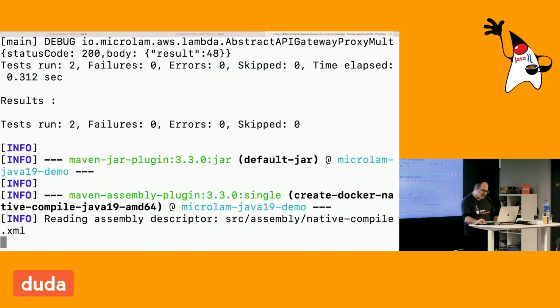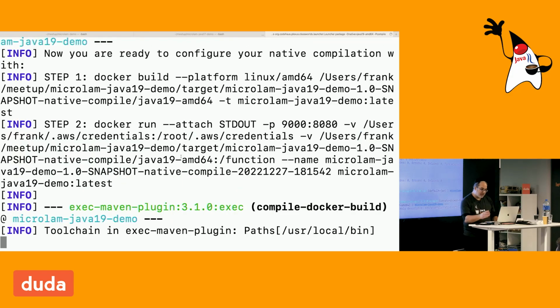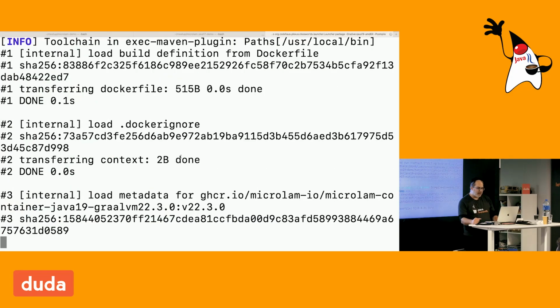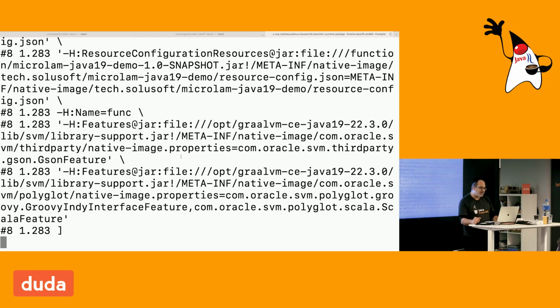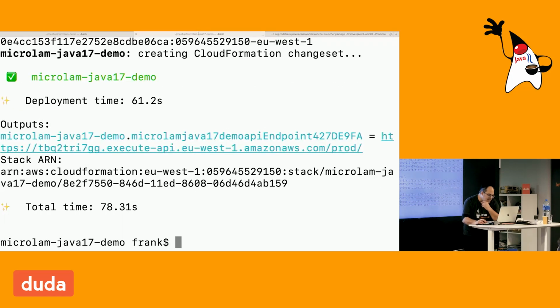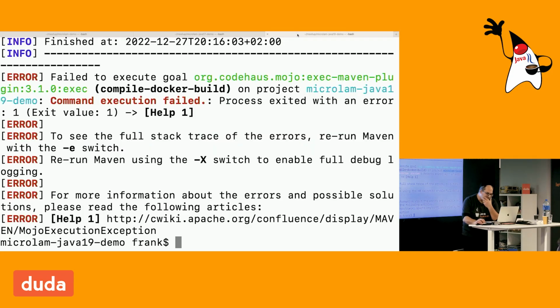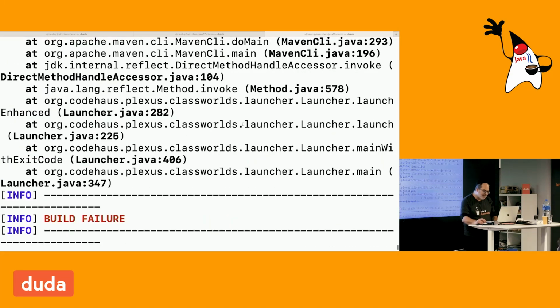Okay, now you can verify. It is using Docker. You have the Docker files in the project. You can modify them. You can do what you want with the project. I will show you for Java 17, it's deployed to the cloud. Okay, so we are waiting. Oh, there is a problem. Okay, I know what.